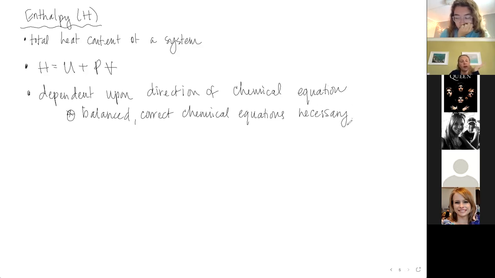Which, like, okay, duh, but this is where you'll lose points on the exam, because it's not balanced, or it's not the right direction, or you left out something. So you have to spend time making sure that your chemical equation is balanced and correct.